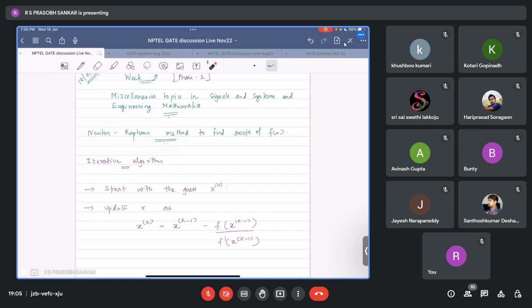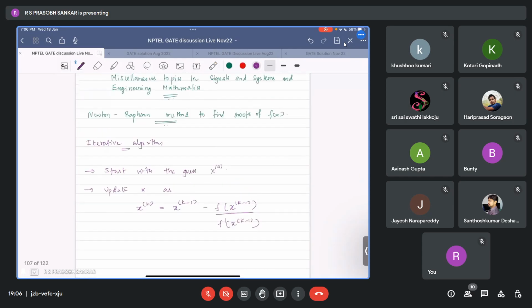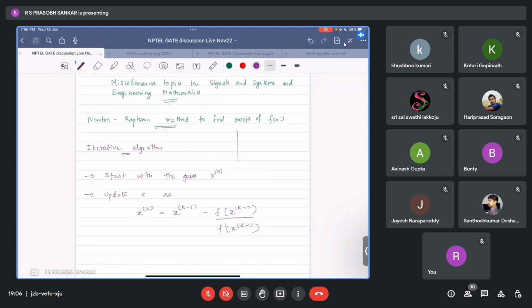So first of all, why do we need this method? Not just Newton-Raphson, in general, why do we need any of these numerical methods? Why can't we directly solve it? An example is, let us say we have f of x, which is a quadratic polynomial. If you want to find the roots of a quadratic polynomial, it is easy. We can use the quadratic formula for that. So what if f of x is cubic? Still it is doable.